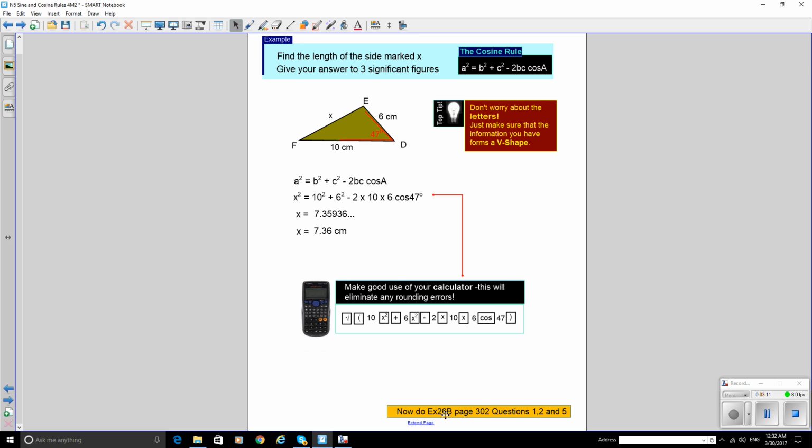You should now go and do exercise 26B on page 302 and try some from questions 1, 2 and 5.